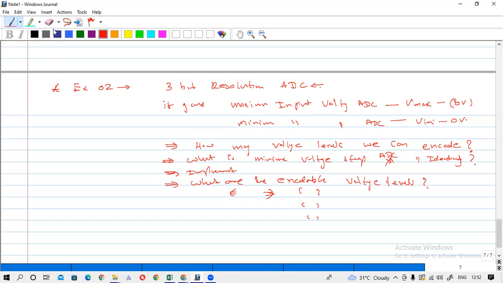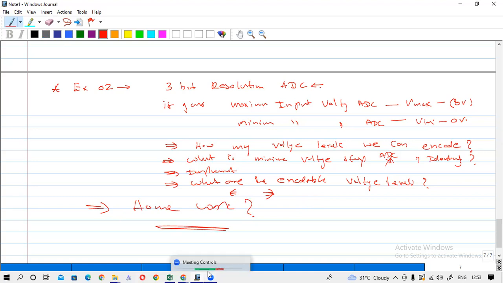You have to compare it with the input voltage value. For that one, you need to have 8 comparator circuits. So try to implement this by yourself as a homework. I think you can do this one.